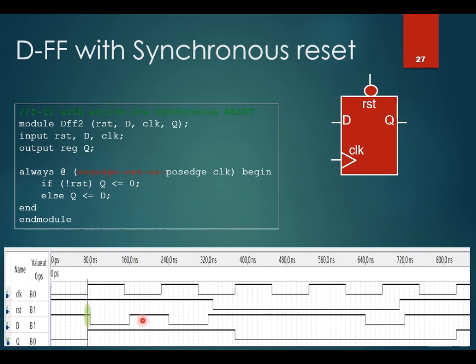As you can see, when reset equals 0 here, Q doesn't drop to 0 immediately because it is a synchronous reset. Instead, it will wait for the coming clock rise, and only then does the reset take effect. That's why we call it synchronous reset. The rest of the behavior is similar to the previous example.